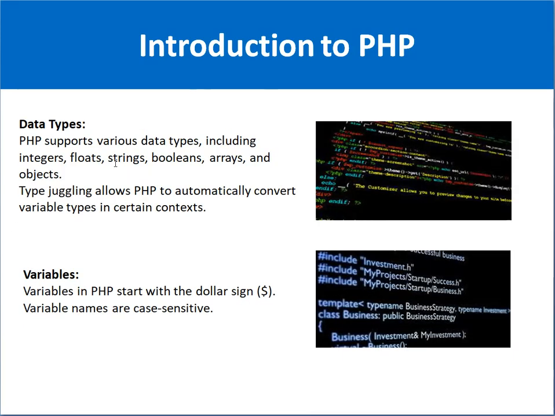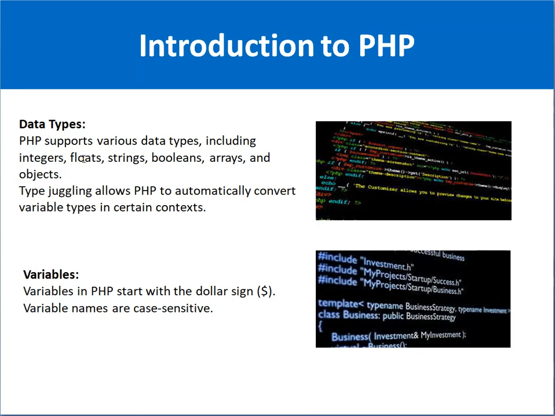Data types supported in PHP are many. For example, integers, floats, strings, booleans, arrays, and objects. Integers are the whole numbers. Floats are the real numbers. For example, integer is 23, float is 23.5.